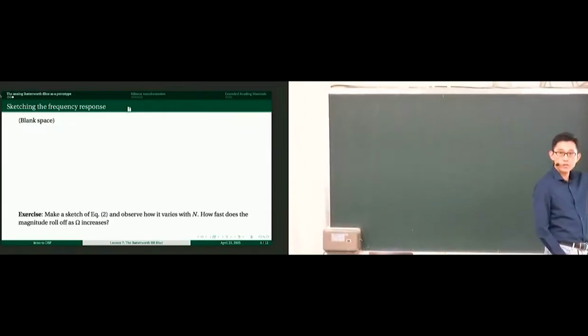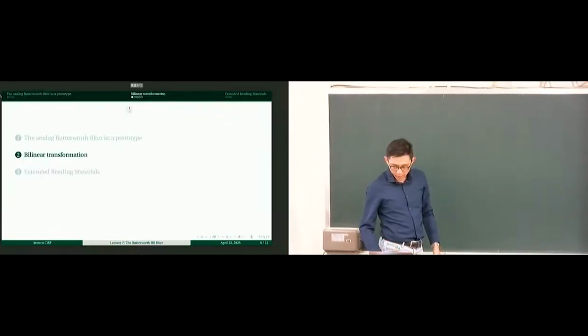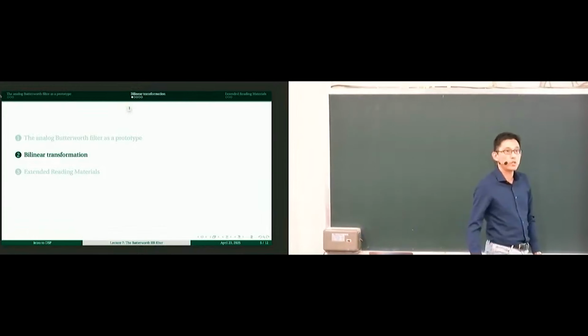And then we made sketches of how the response varies as n increases. With the same corner frequency, when n increases, you get a narrower transition. The gain drops from 1 to 0 faster, more rapidly. So now we've done that sketch, and now the question is how do we make use of this prototype and transform it so that we have a digital filter? How to go from analog to digital? And the answer is using bilinear transformation.